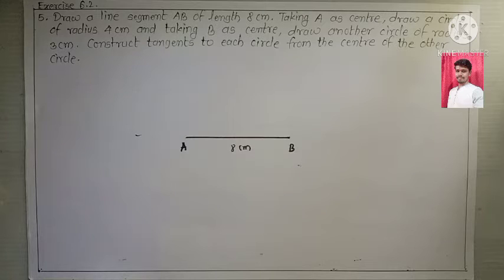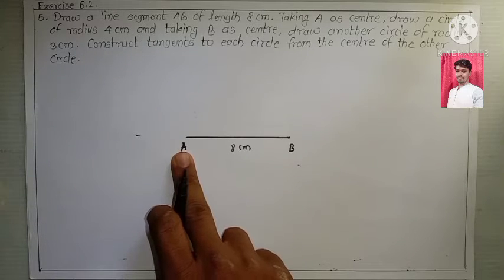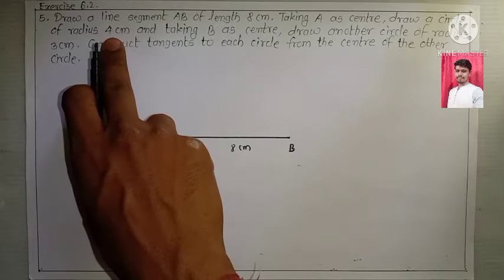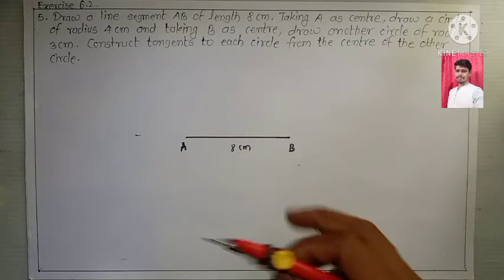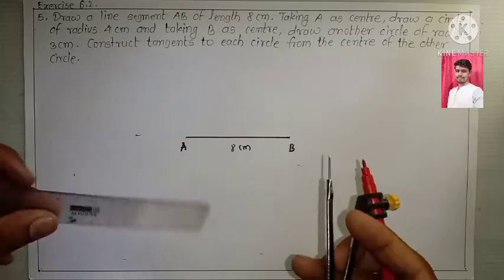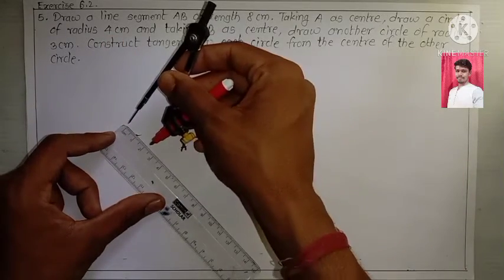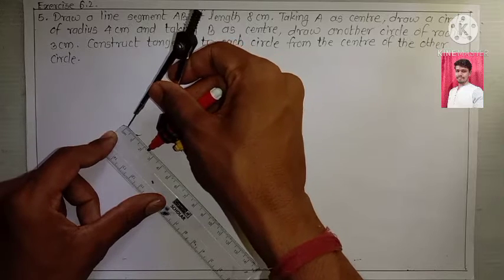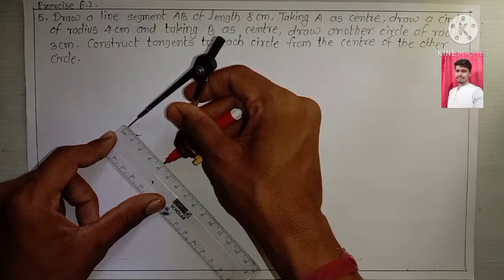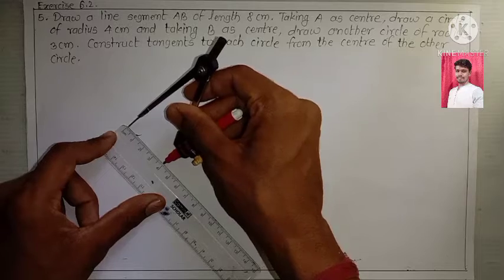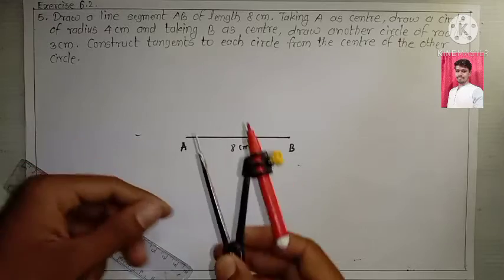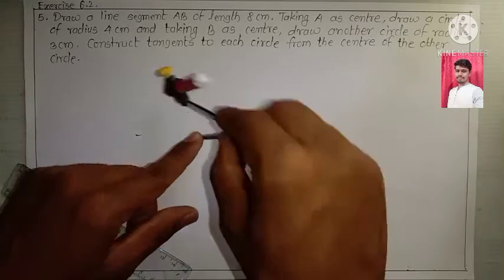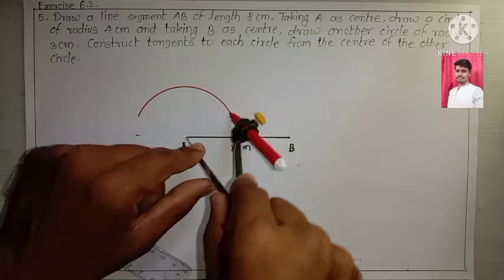Step 2. Now take A as a center and take a radius of 4 cm. Take a compass. In that compass, take 4 cm from your measuring scale, 0 to this 4 cm distance. Here the center of the circle is A, so put the needle of the compass on point A and draw one circle.